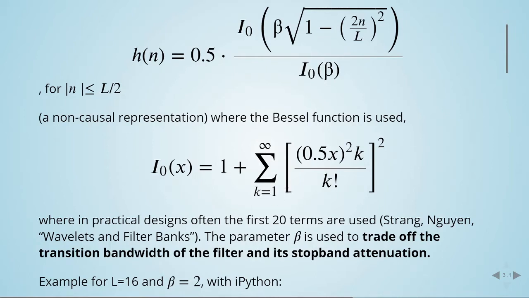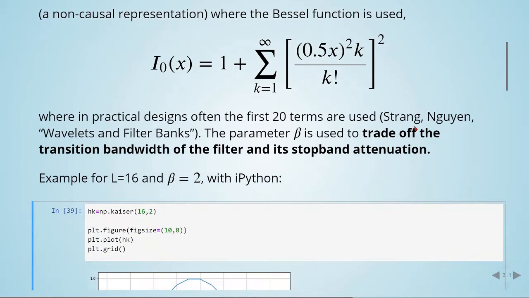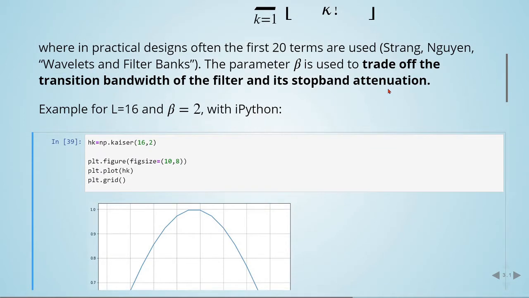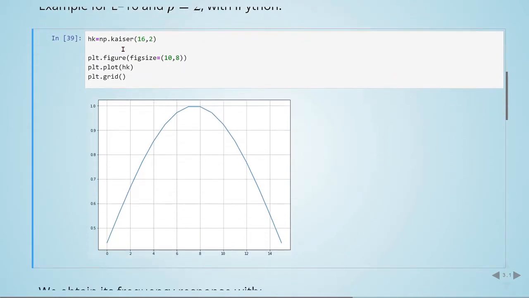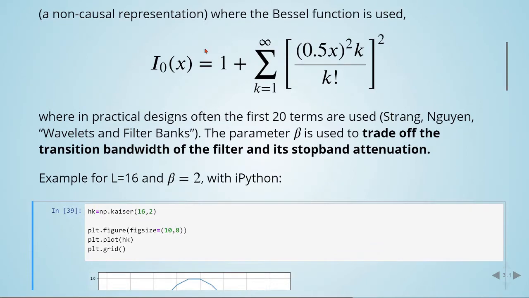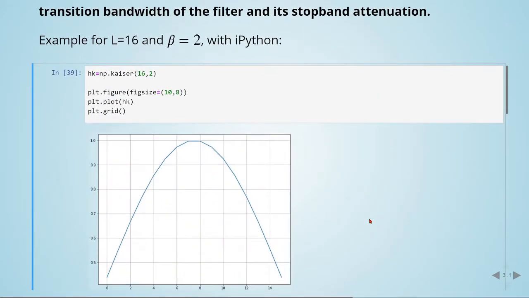And the parameter beta here is used to trade off the transition bandwidth of the filter and the stop band attenuation. So an example for L equals 16 and beta equals 2, we have here. There is a numpy already embedded Kaiser function, so we don't need to write all these equations, so it's very convenient. We can use numpy Kaiser.